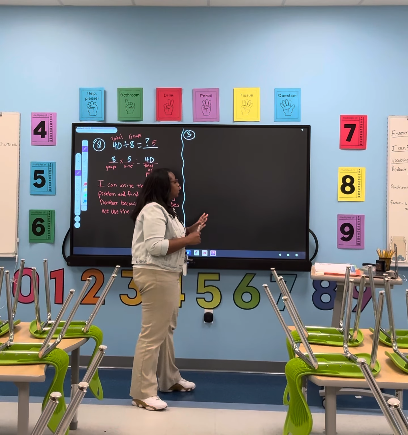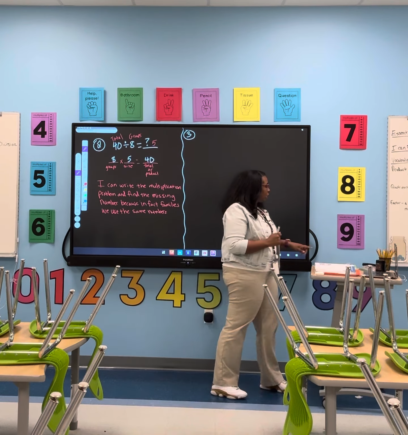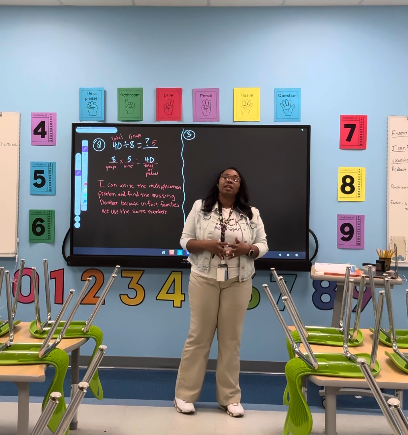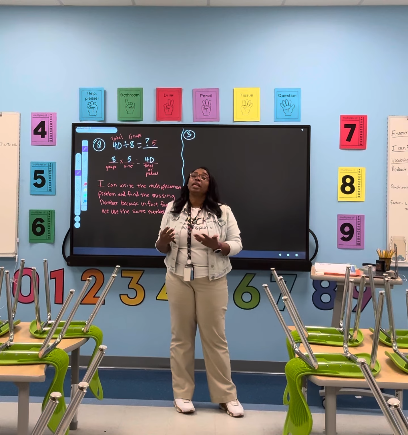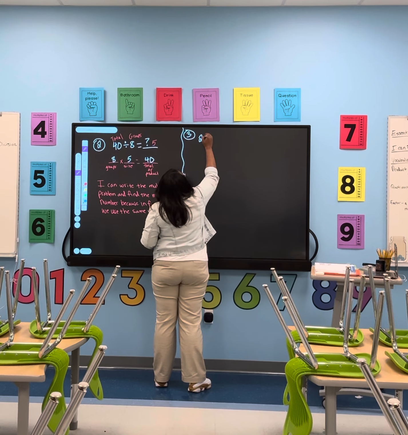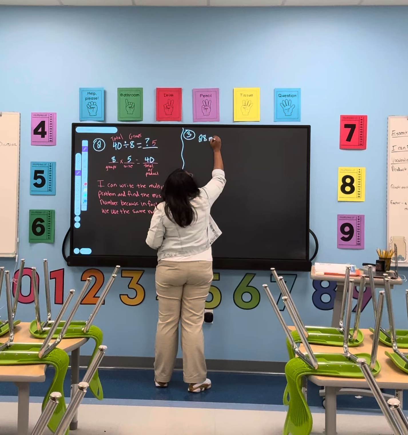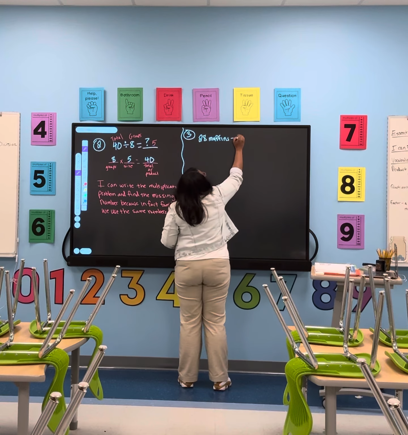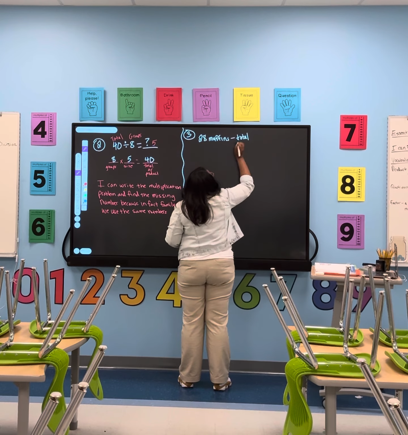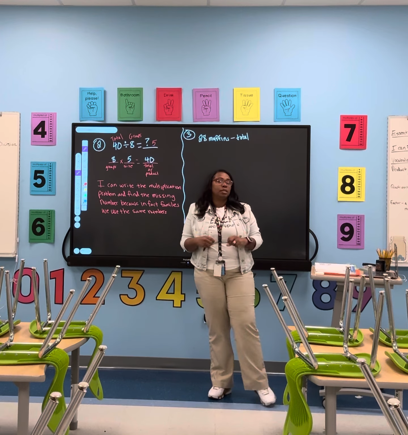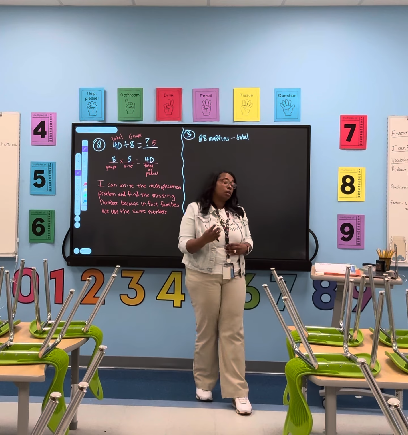So the first sentence they said is Jada has 28 muffins. So that's how much she has. That tells me that 28 muffins, that's my total. So I would circle 28 muffins, and then I would write total on top. Okay, so that's my first sentence. That's my first piece of important information. Let's go to the next one.